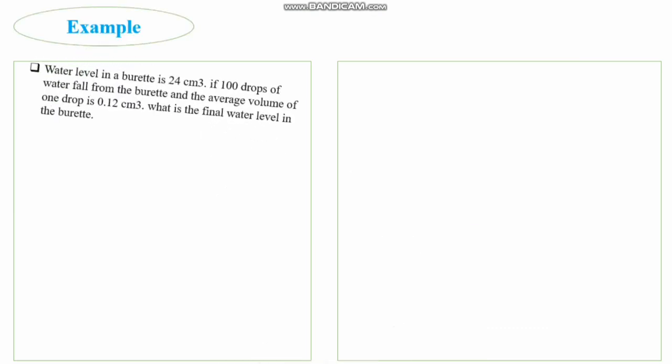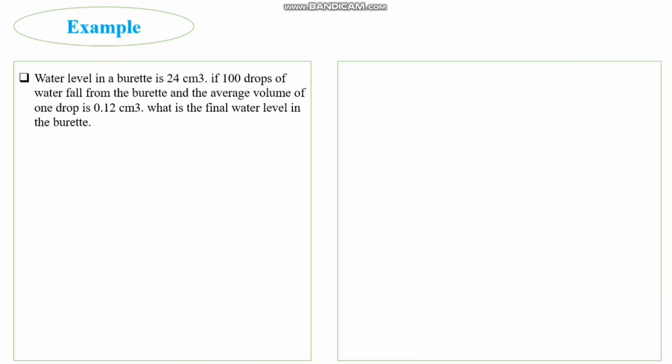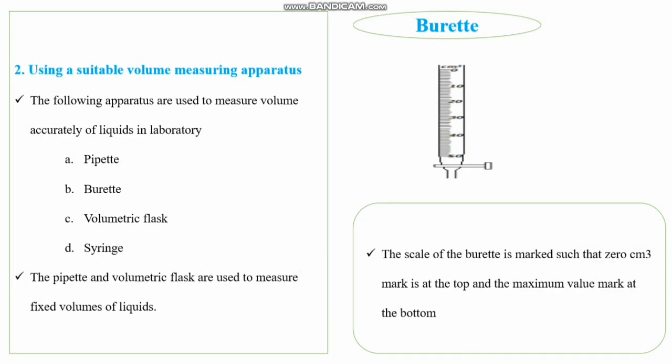For example, the water level in a burette is 24 cubic centimeters. If 100 drops of water fall from the burette and the average volume of one drop is 0.12 cubic centimeters, what is the final water level in the burette? Let us look at our picture of the burette. We have a burette that was initially full of water. This water was released until this point, 24 cubic centimeters.